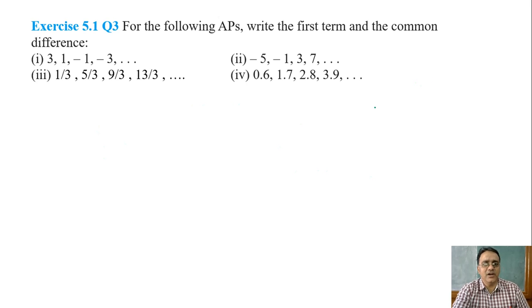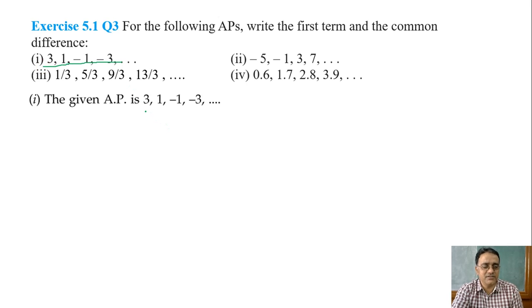AP is given. You have to find the first term and the common difference. Okay. ये सारे 1 mark के questions हैं. 1 mark के type के questions में आ सकते हैं. So see the first question. The AP is 3, 1, -1, -3. What is the first term? 3. And this is A1, A2, A3, A4. Okay. And the first term is 3.